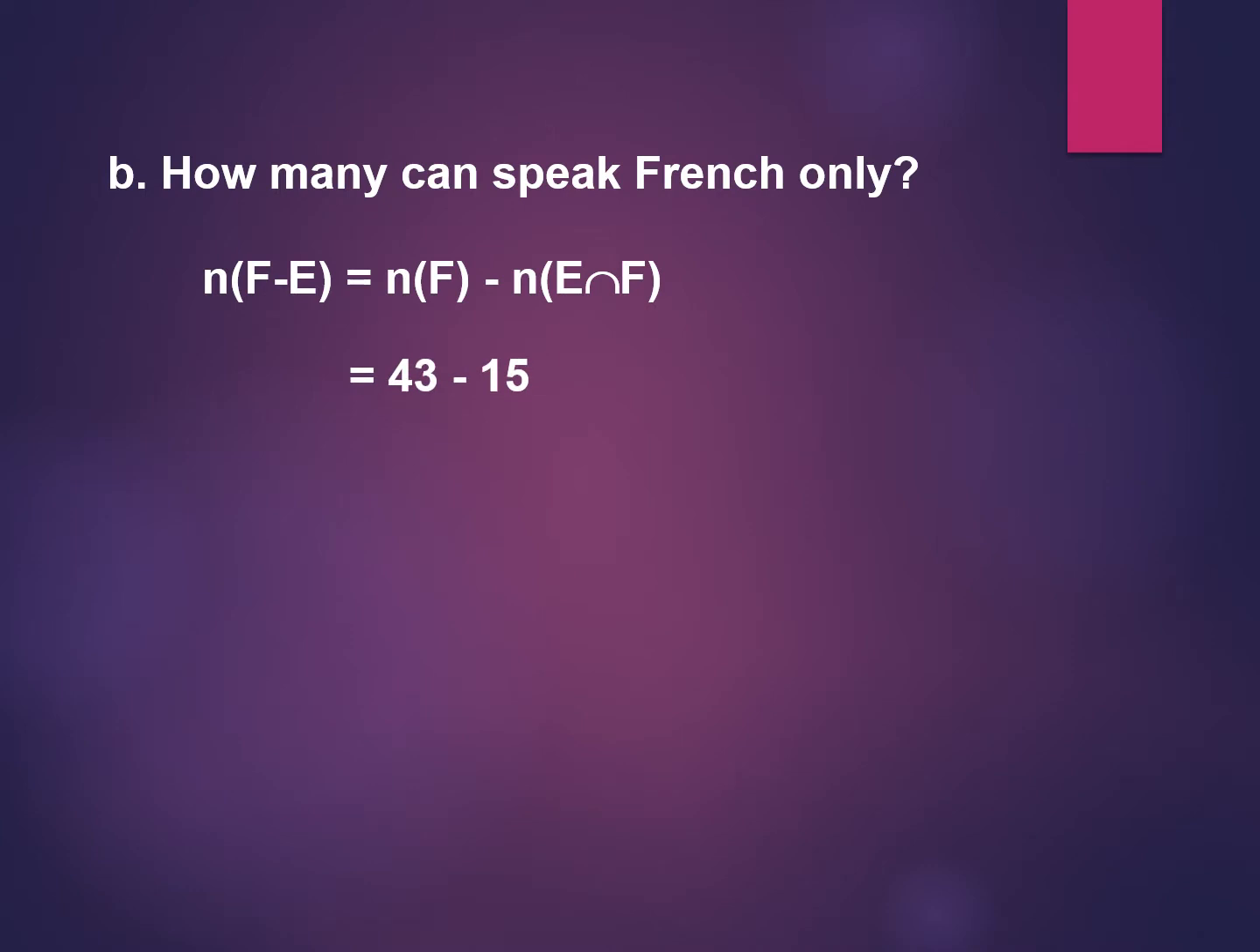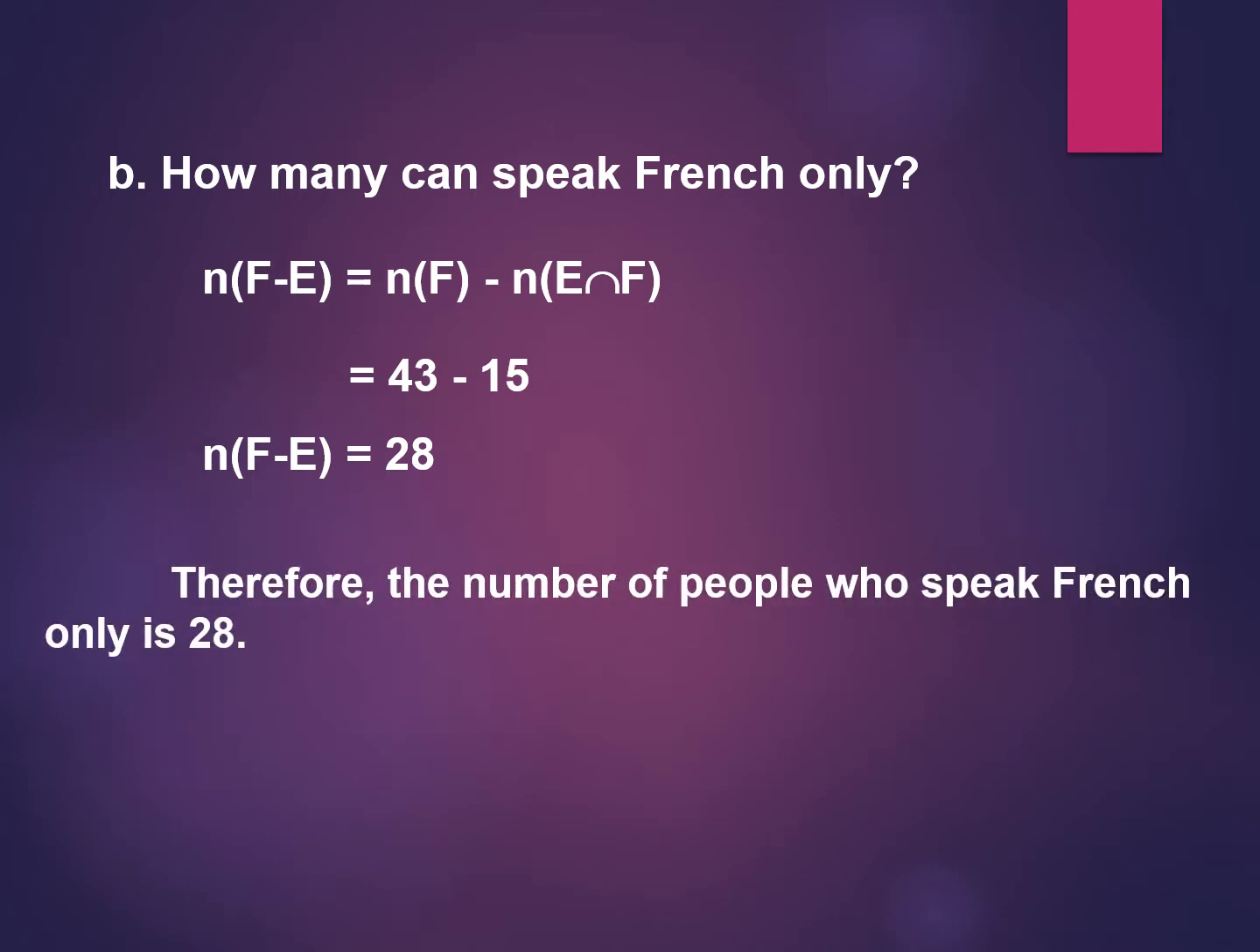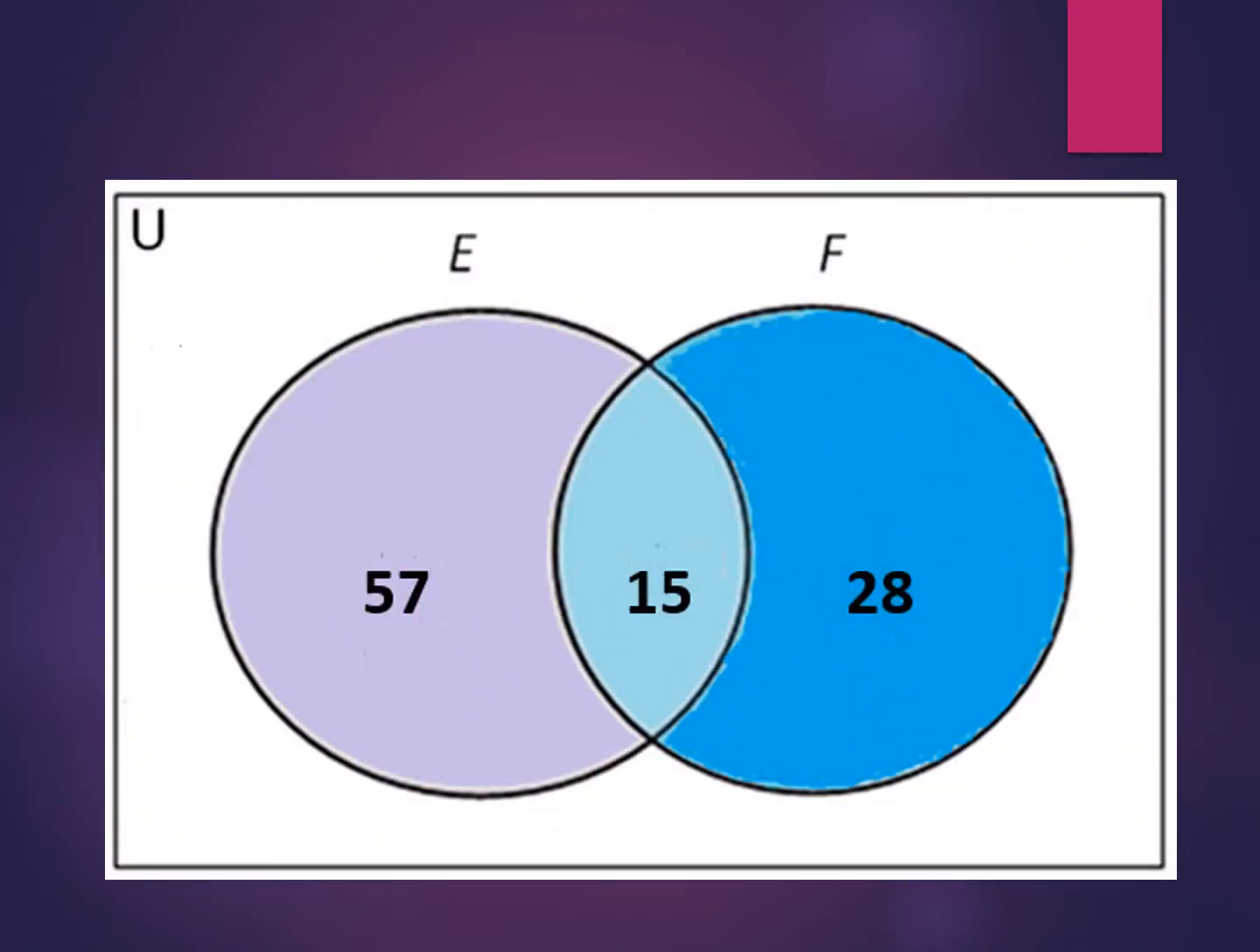Set F is equal to 43 minus the intersection of set E and set F is equal to 15. So 43 minus 15 is equal to 28. Therefore, the number of people who speak French only is 28. This is now the Venn diagram.